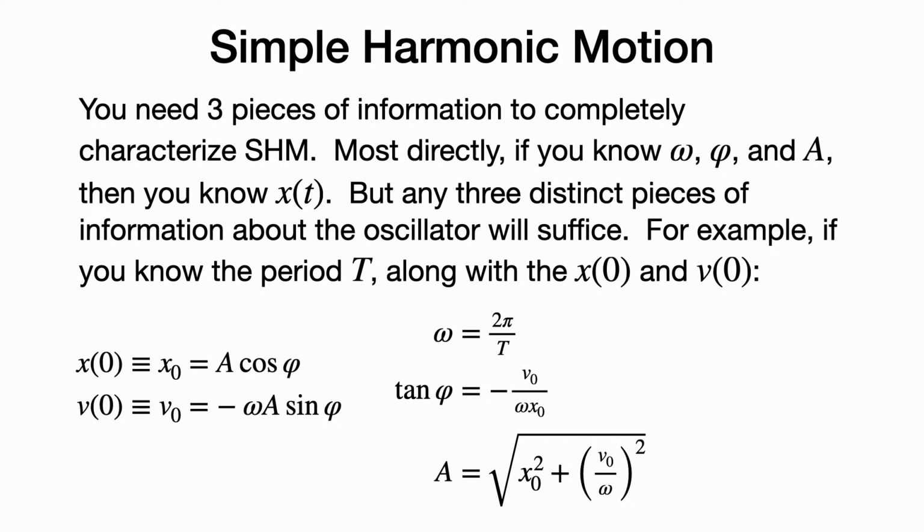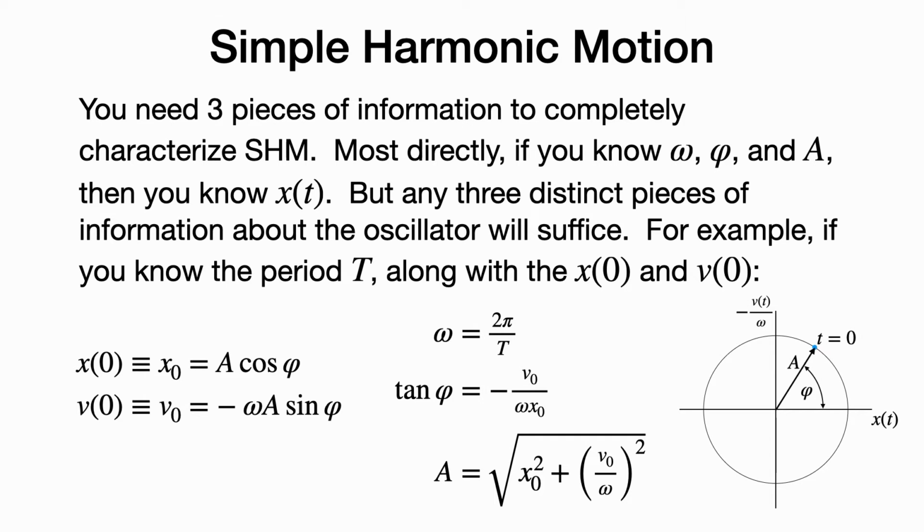Taking the ratio of the initial velocity to the initial position yields an equation for tangent phi. Squaring the equations for both initial position and velocity, and using the identity that sine squared phi plus cosine squared phi equals 1, we can isolate the amplitude. It is important to remember that given tangent phi, it can be a bit tricky to correctly determine phi itself. The best way to do this correctly is to draw a diagram similar to the unit circle diagram from trigonometry.